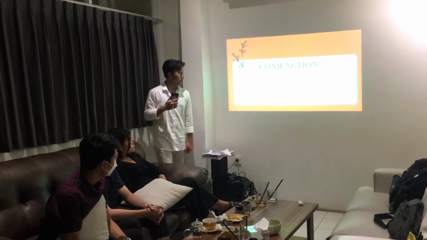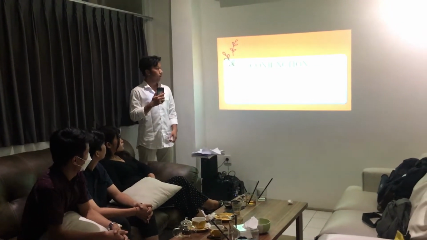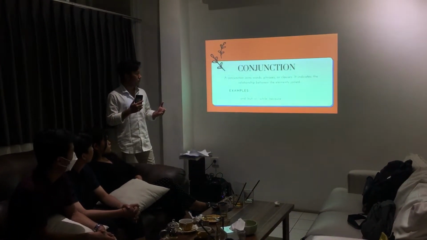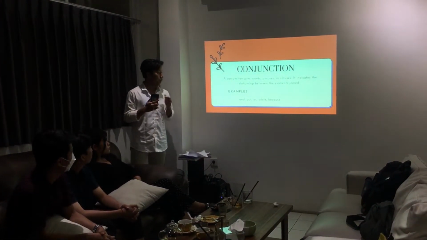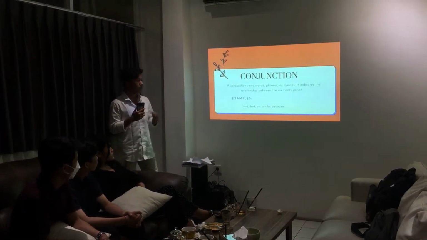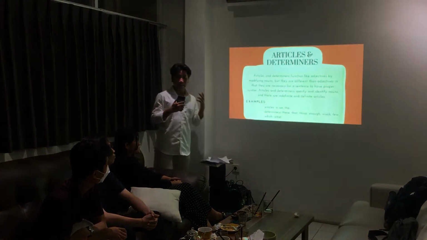Right, conjunction. A conjunction joins words, phrases, or clauses. It indicates the relationship between the elements joined. For example, and, but, or, while, and because. Next slide, please. Right, now we have come to the articles and determiners.